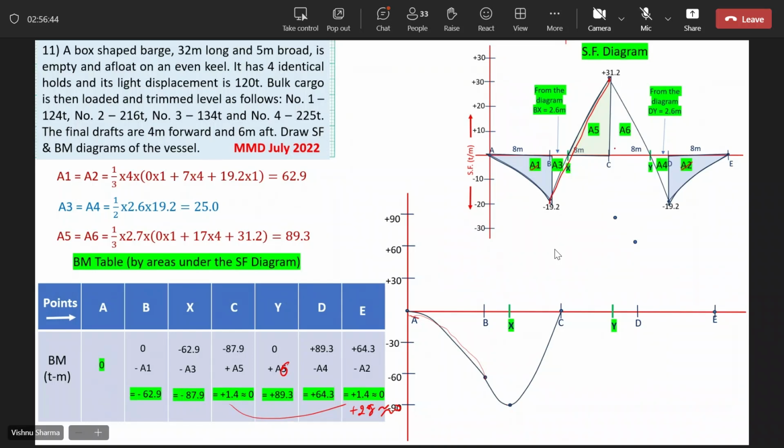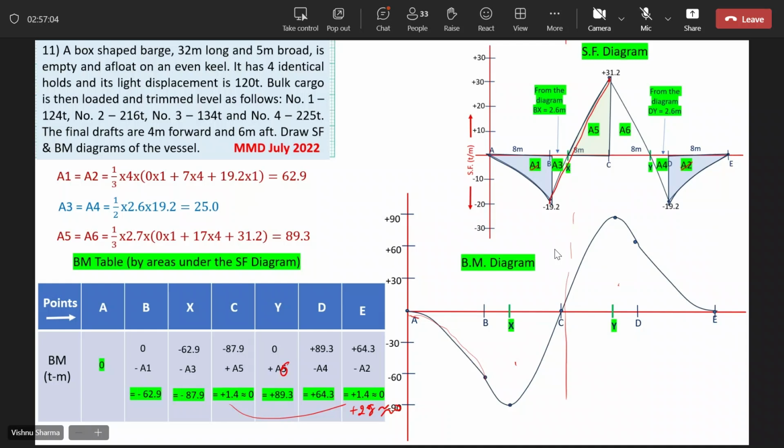Next, A5 is a triangle from vertex to base. So first steep and then going like this. And this is how basically these two curves are exactly identical. One below the x-axis, one above the x-axis. And this is your BM diagram for this.